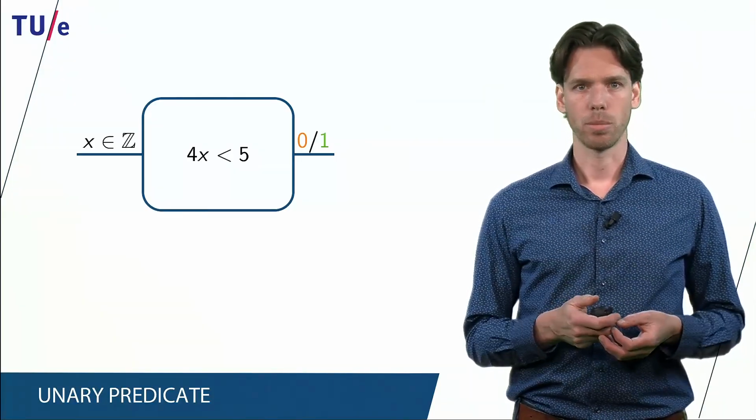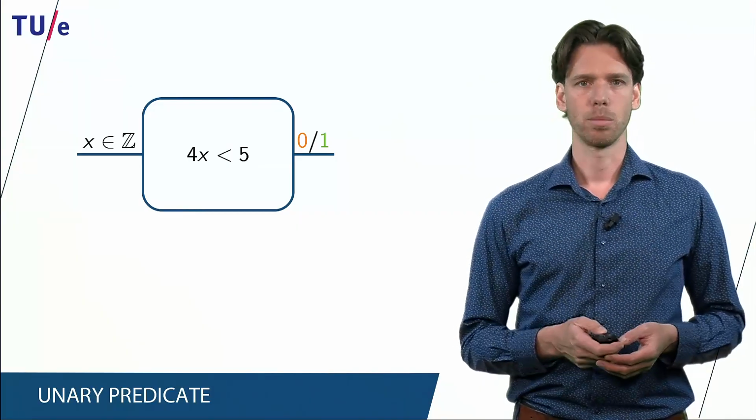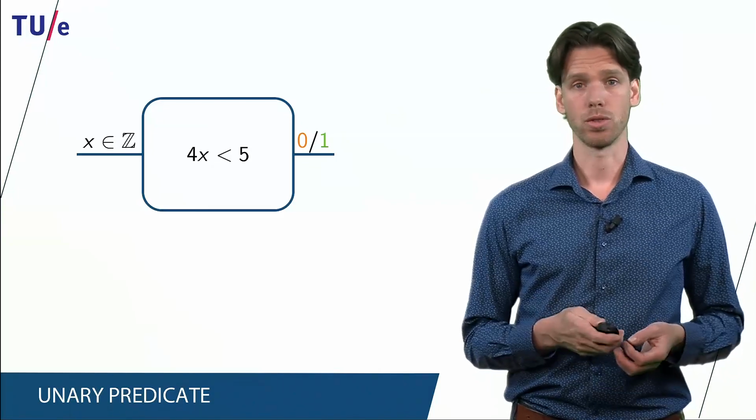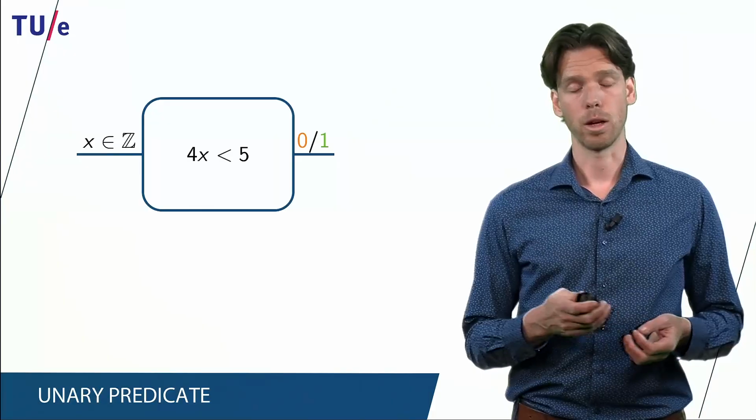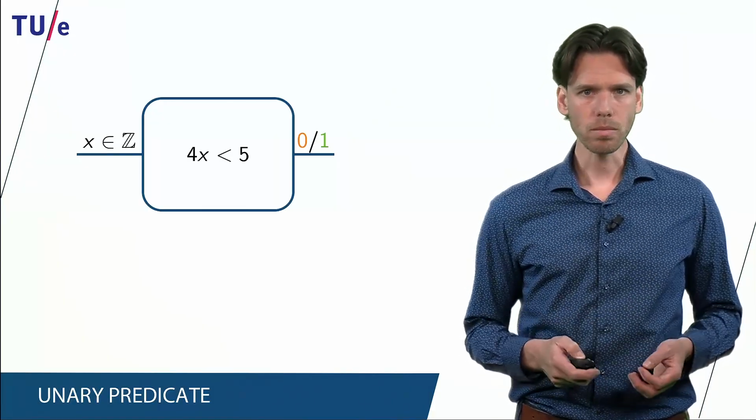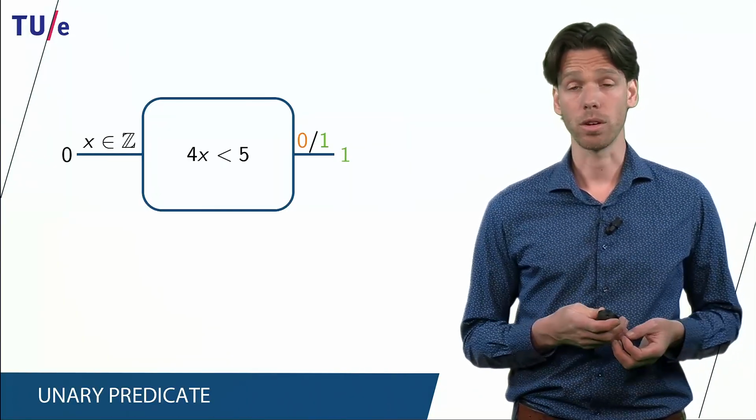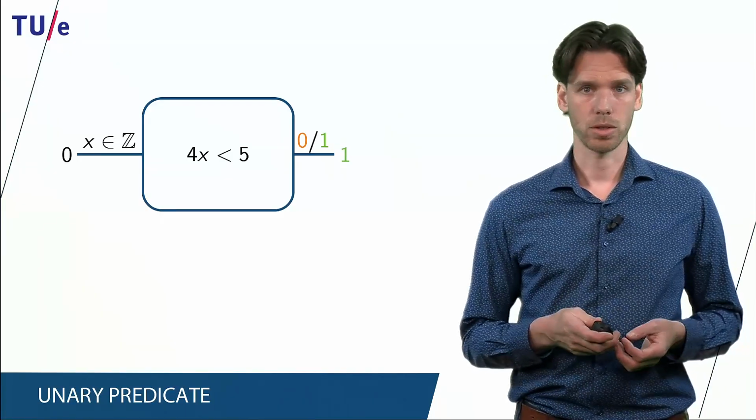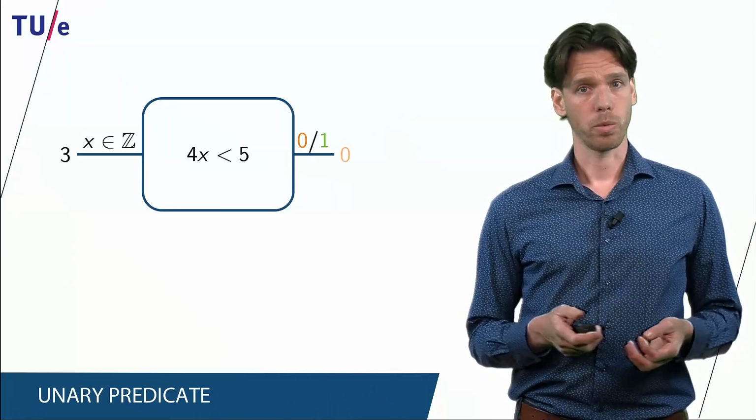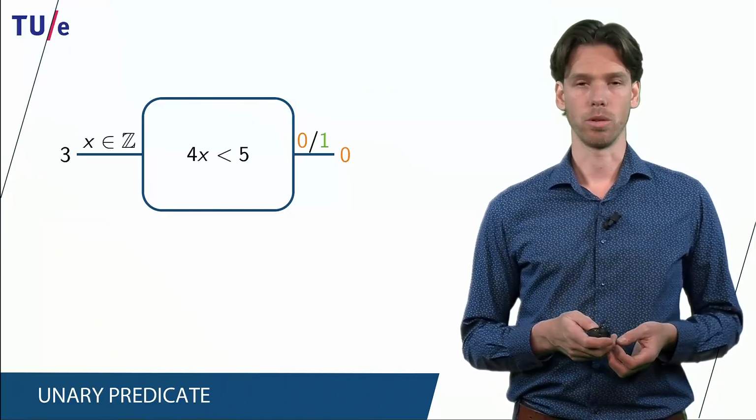So this device, programmed with the predicate 4x less than 5, will take the integer x, multiply it by 4, and compare it with the number 5. And if the result is true, then it will output the truth value true, and otherwise it will output the truth value false. So, for instance, if we input the integer 0 to this device, then it will evaluate to the truth value true. Whereas if we input an integer 3 to this device, it will output the truth value false.